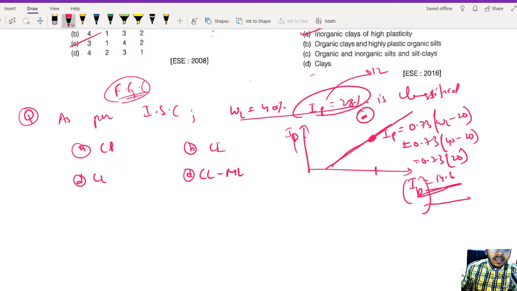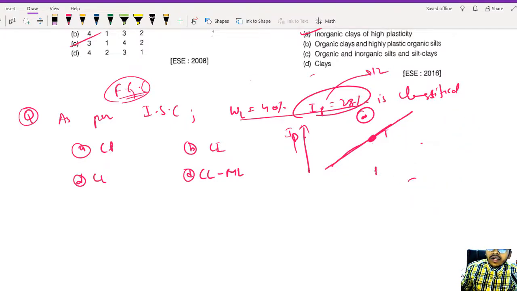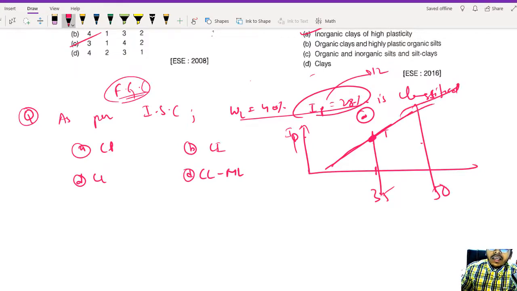It is clearly clay. So I have told you three more things. If your liquid limit is in the range of 35 to 50, then we will be calling it medium plasticity. If greater than 50, high plasticity. If here, it will be called low plasticity. Low, intermediate and high plasticities.